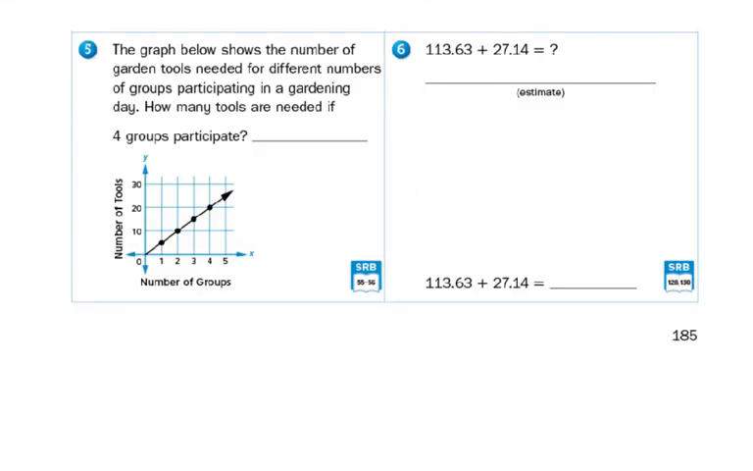And number 5, the graph below shows the number of garden tools needed for different numbers of groups participating in a gardening day. How many tools are needed if 4 groups participate? So remember, you always go over when you're plotting points on a quadrant and then up. So we go over 4 and up. It would need 20. And lastly, let's go ahead and estimate 113.63 plus 27.14. Let's call that 100 and let's just call that 30. So our answer is going to be around 130.